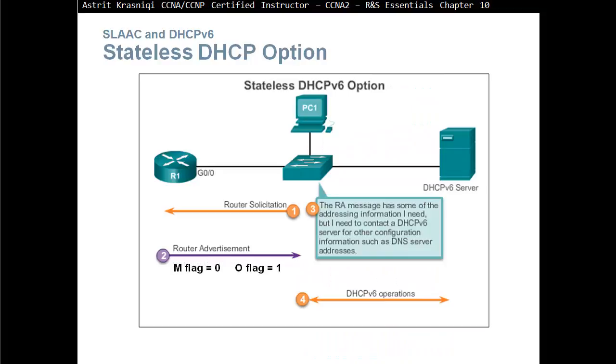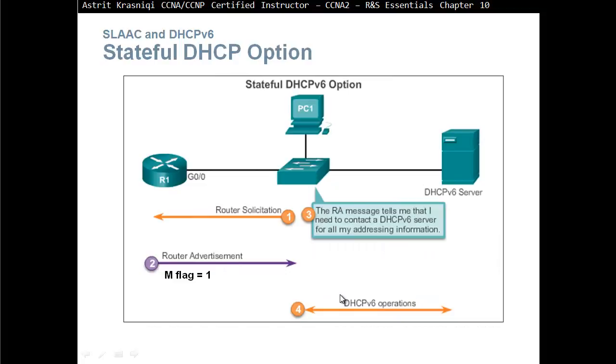The stateless DHCP option is when the client sends a router solicitation and the router advertisement comes back from the router saying, okay, you still have to configure yourself an IPv6 address. Here is my prefix that you can use. You can do the network ID yourself, but you can go and ask the DHCP server for a little bit more information. The router advertisement message has some of the addressing information I need, but I need to contact the DHCPv6 server for the other configuration information, such as the DNS server address.